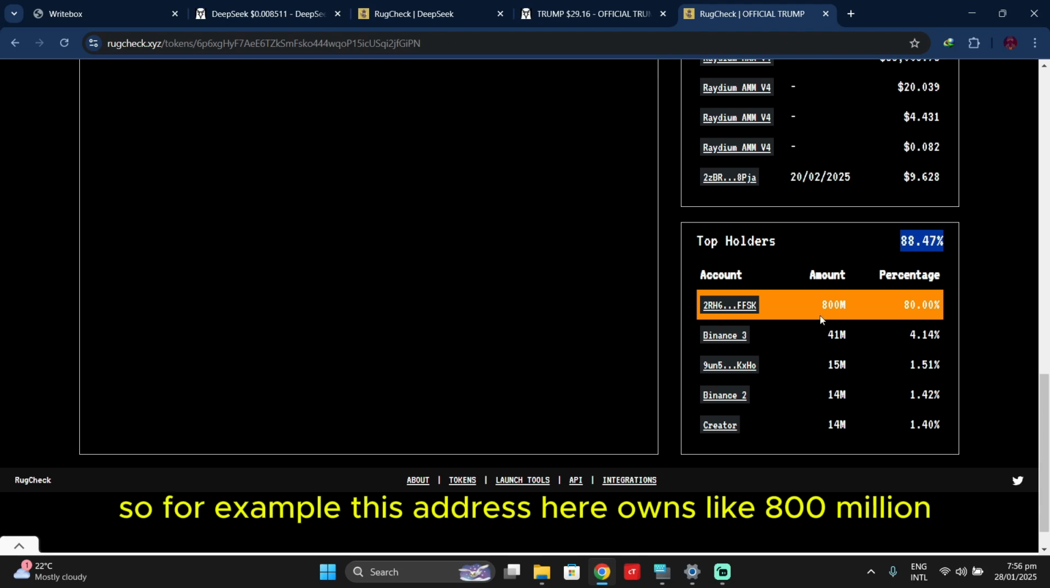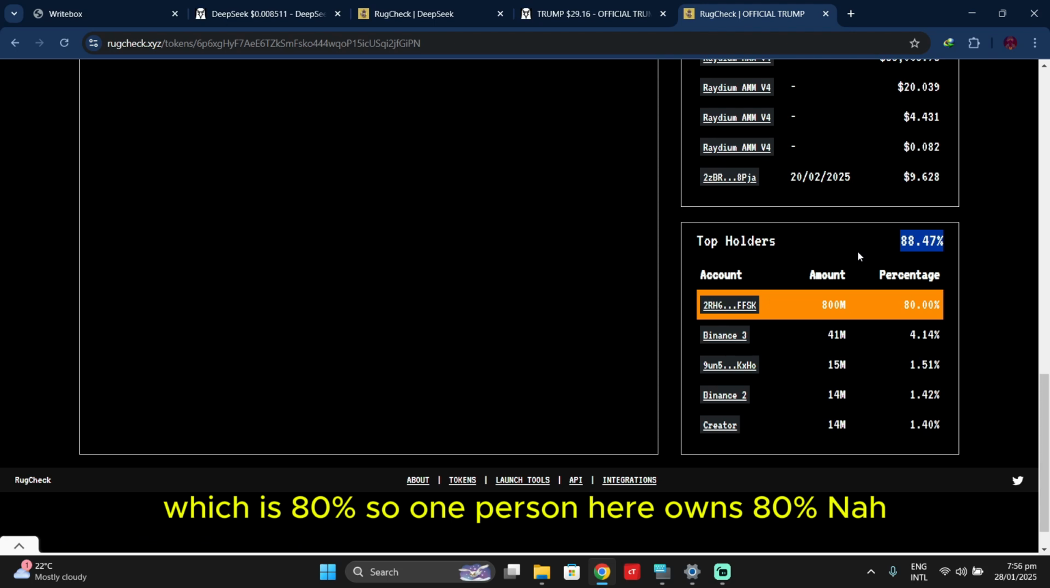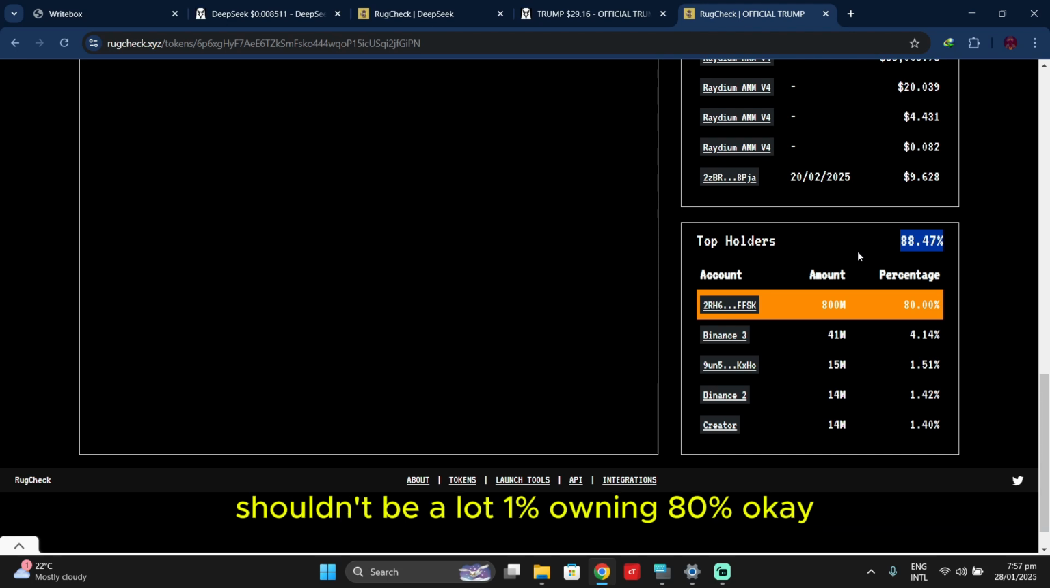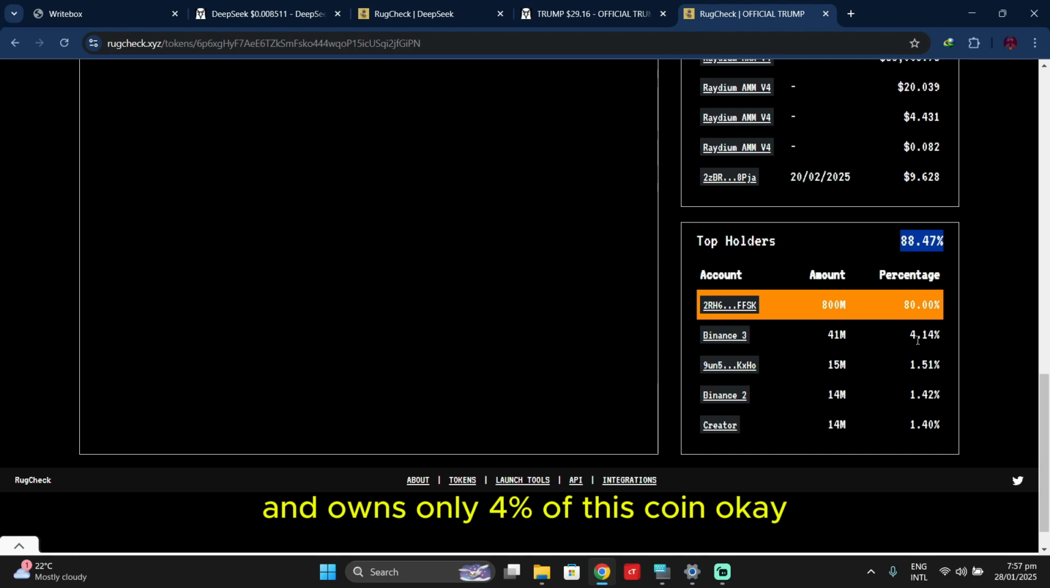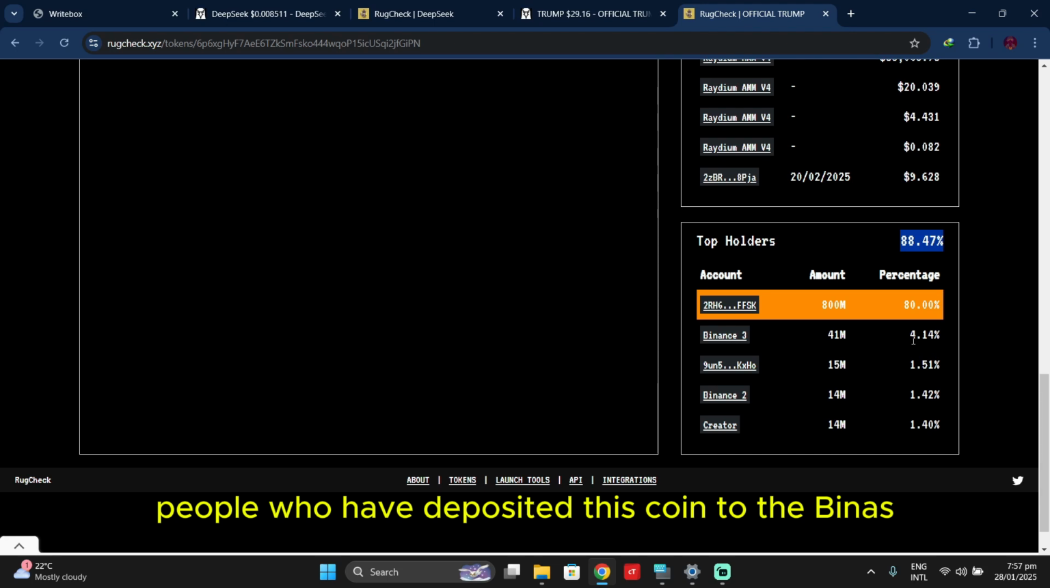So for example, this address here owns like 800 million, which is 80%. So one person here owns 80%. Shouldn't be like that. One person owning 80%. Seconded by Binance 3. Binance is a crypto exchange and owns only 4% of this coin. And it's probably just people who have deposited this coin into Binance.